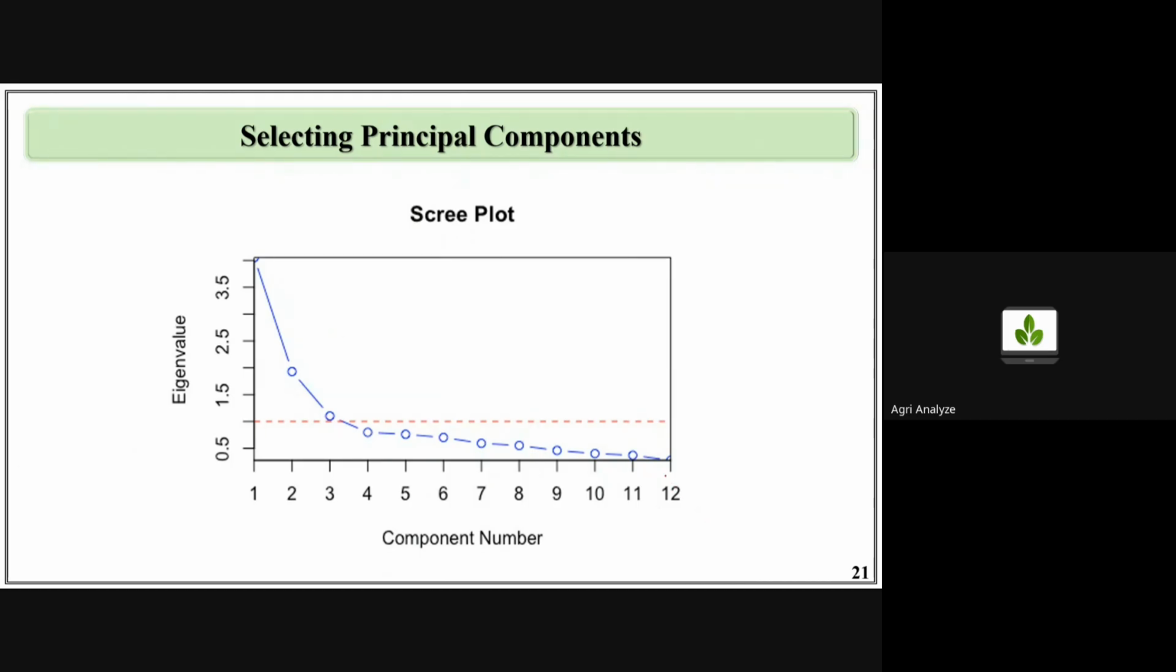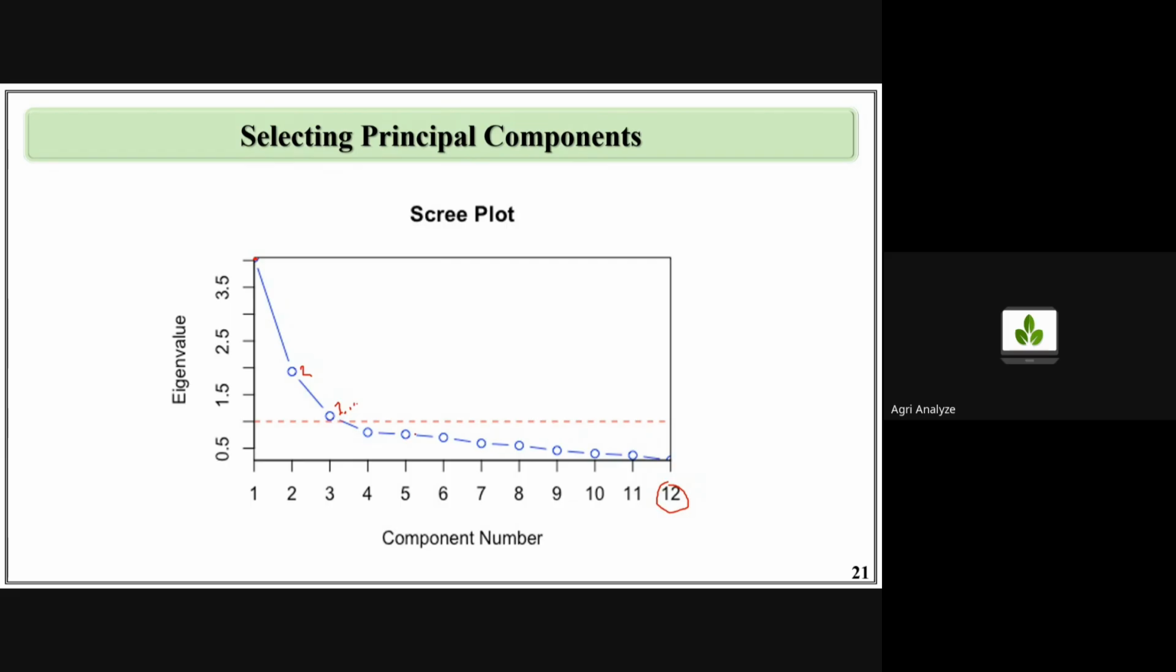Here we have 12 PCs. This is the component number, and this is the eigenvalue. The first PC has the highest eigenvalue, near about 4 point something. Then PC2 has near about 2. Then PC3 has near about 1 point something. Then PC4 has less than 1.